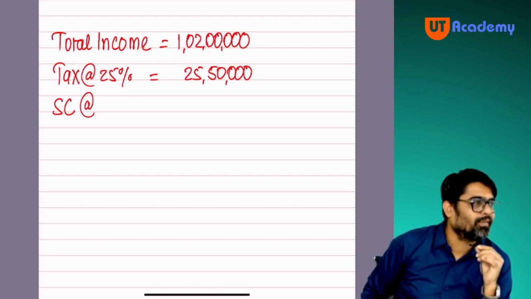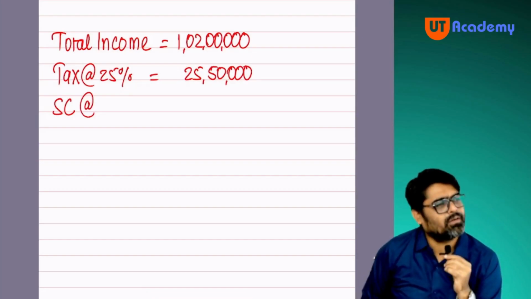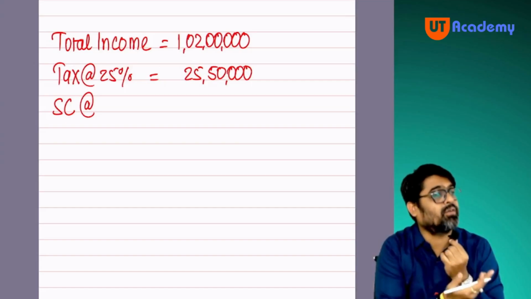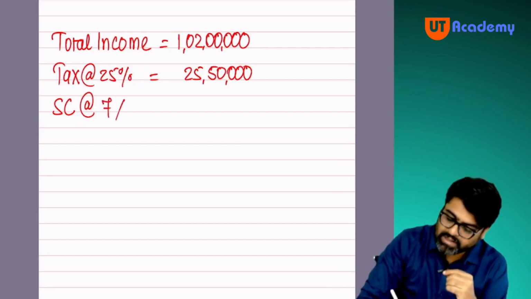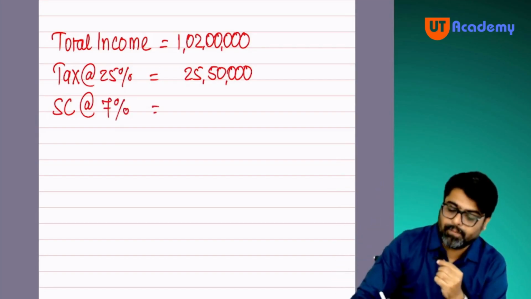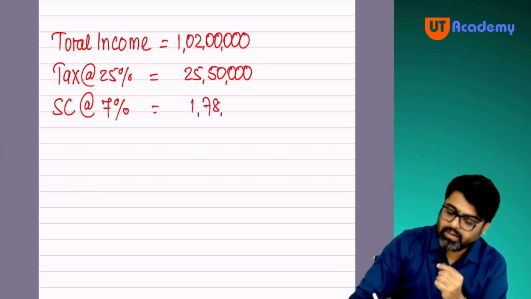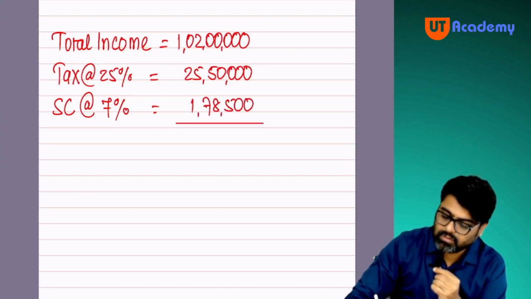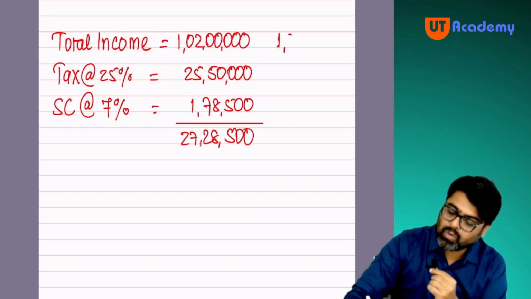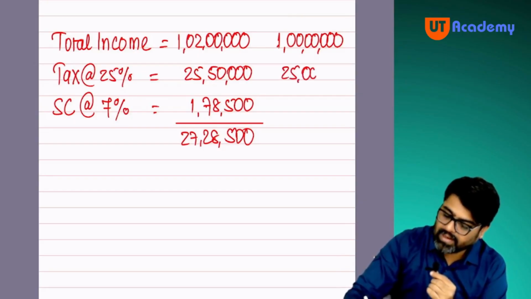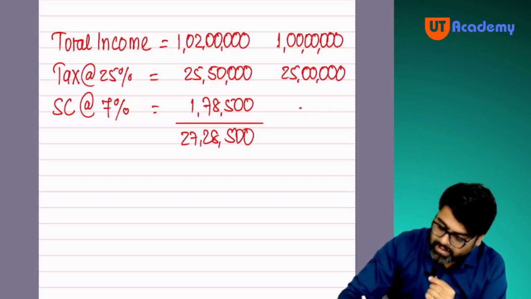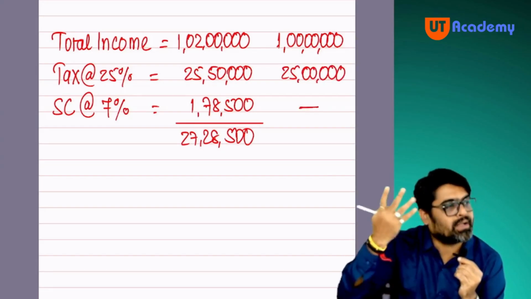Will you pay any surcharge? At what rate? 7%? 10% was there, no? In the case of domestic companies, the rate of surcharge is 7% if the total income is more than 1 crore. So now the surcharge is 7% of 25 lakh 50,000, which is 1,78,500. Add both the amounts: 27,28,500. Now, if the total income of this company had been only 1 crore, the company would have paid only 25% tax, amounting to 25 lakhs, and would not have paid any surcharge because in that case the surcharge was not applicable.